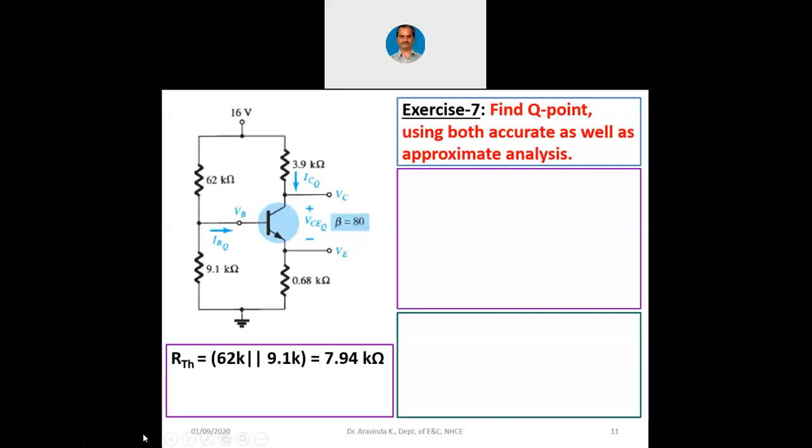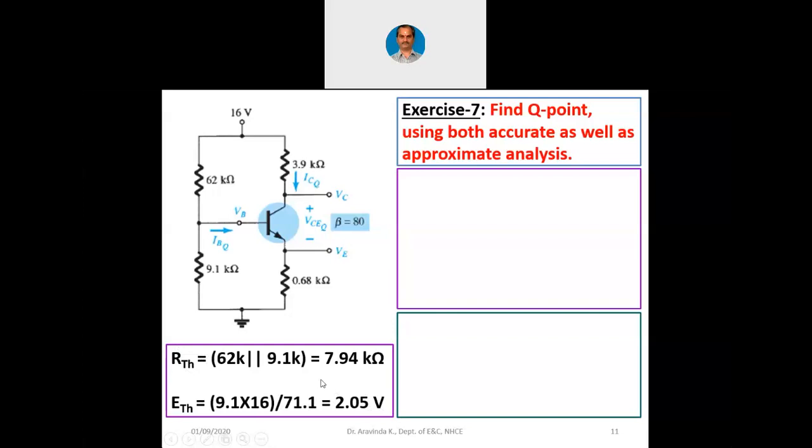We can find out the R Thevenin. R Thevenin is nothing but R1 parallel with R2, that is 62K parallel with 9.1K, which is 7.94 kilo ohms. We can easily find out ETH or VBB. ETH is R2 into VCC divided by R1 plus R2. Here R2 is 9.1K, VCC is 16, divided by R1 plus R2, 9.1K plus 62K, that is 2.05 volts. Both VBB and ETH are one and the same, and R1 parallel with R2 is RTH.